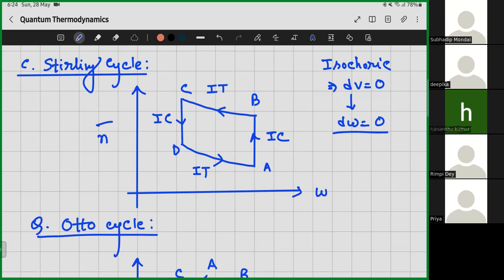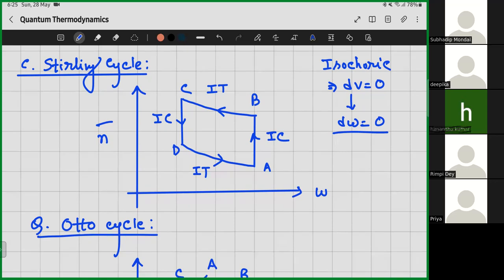And there is an experimental realization of the Stirling cycle. I will share that paper. I have not studied it, but there is a paper in Science 2016. In that paper, they first realized the Stirling cycle experimentally with a single atom heat engine. We can look at that for the experimental realization.